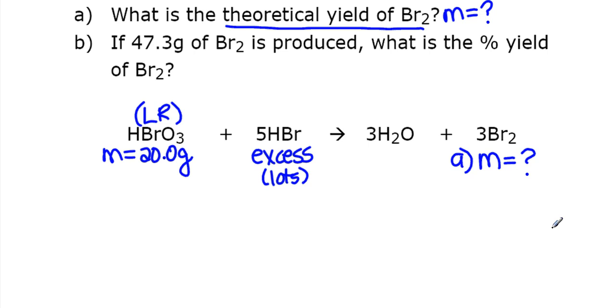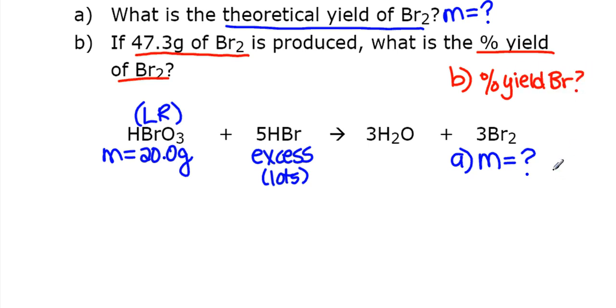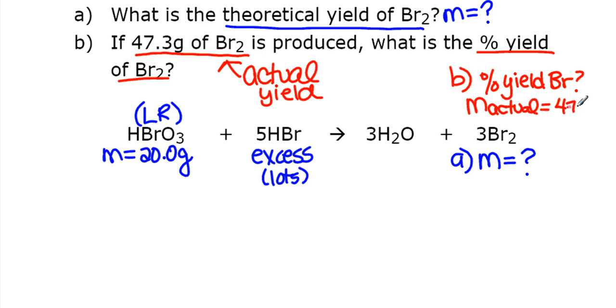Now, part B, we're not going to get to quite yet, but let's take a look at it while we're here. So, part B says 47.3 grams of bromine is produced. What's the percent yield of bromine? So, let's write up part B's information here with bromine. We want to find out the percent yield of bromine. That we don't know. But this number here, 47.3, this is the actual yield. It's saying this is how much was produced, which means we're assuming this was produced in an experiment. So for part B, we have the mass of our actual yield already, and this is 47.3 grams. So we're going to keep that in mind for part B.